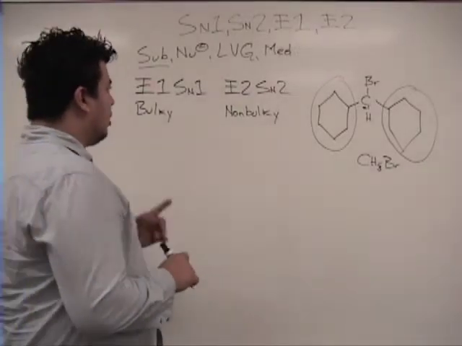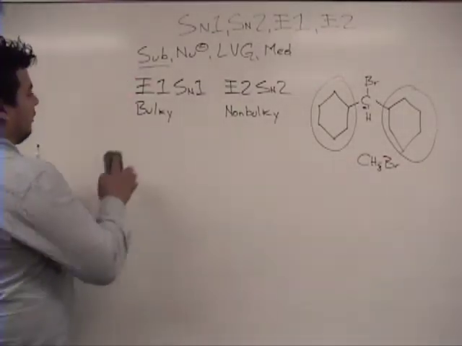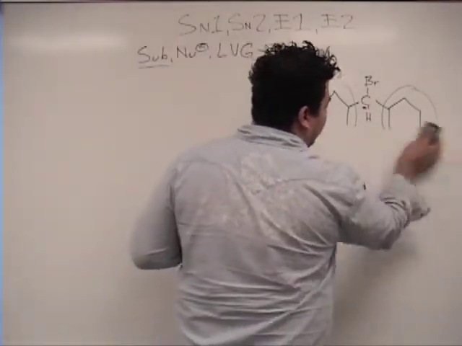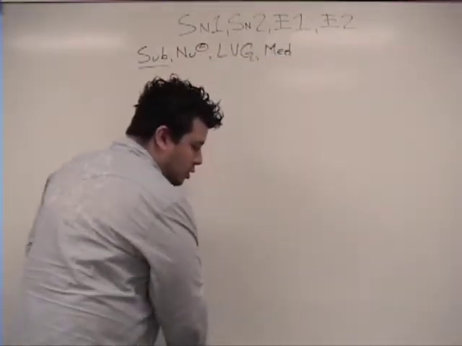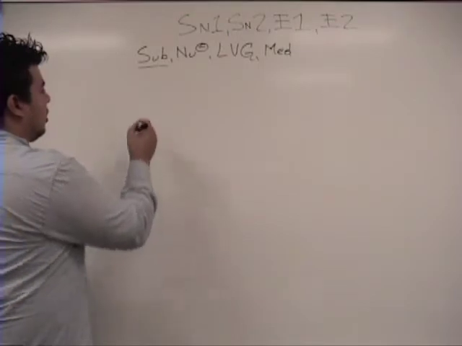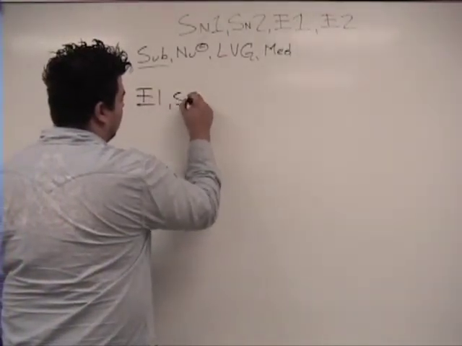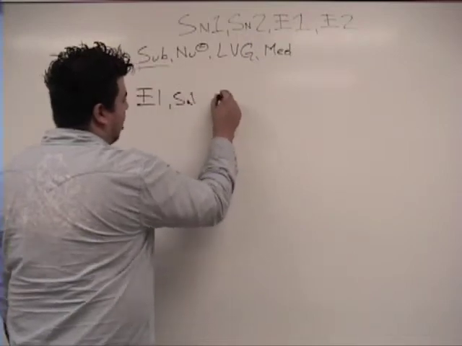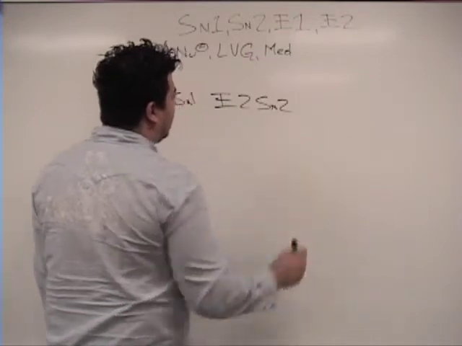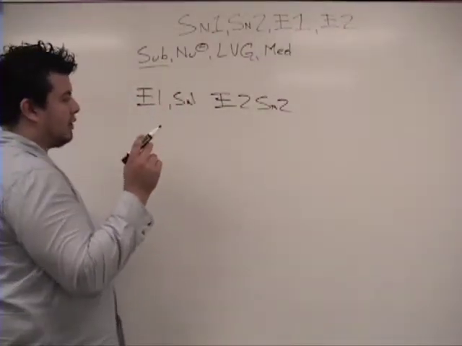Now, the next one we're going to check is nucleophile. Now, we have two types of nucleophile. We have weak and we have strong nucleophile. E1, Sn1, E2, and Sn2. So we said that for nucleophile you have weak and you have strong.